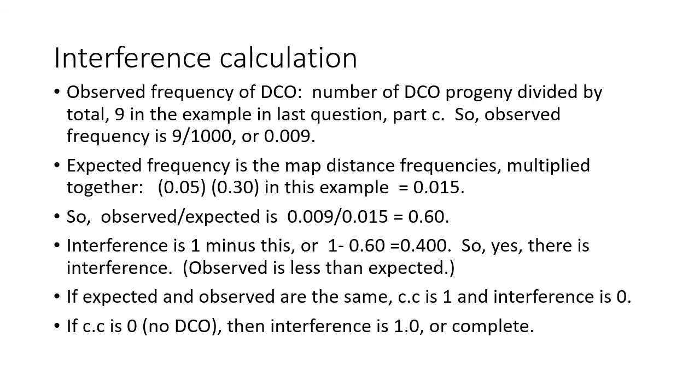So we calculate the coefficient of coincidence simply by taking the observed frequency, dividing it by the expected, and that gives us 0.6. The interference is 1 minus this. 1 minus this equals 0.4. Okay, so yes, there is interference because the observed is less than the expected. We observed 9 and expected 15. So we're going to say, yes, there is interference because there's fewer than we expected to get. If expected and observed are the same, the coefficient of coincidence is 1 and interference is 0. If there are no double crossovers, then interference is 1 or there's complete interference.